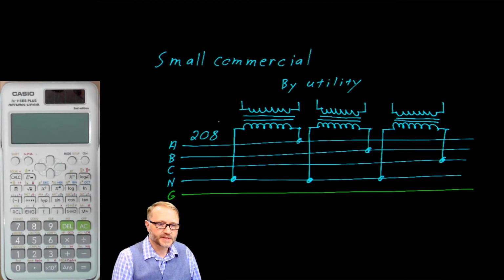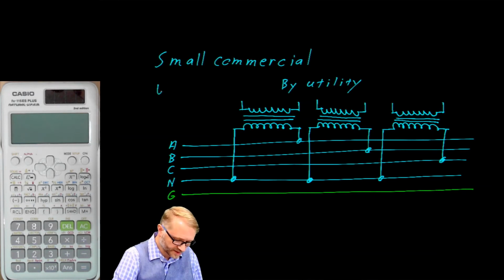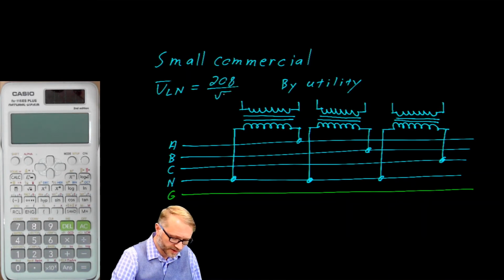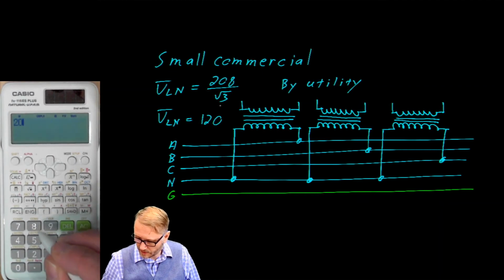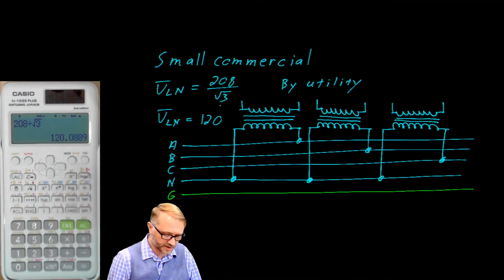And I think I told you this. If you see a number by itself, that generally means it's RMS and it's a phase-to-phase voltage, which means that the line voltage, so V line to neutral, is going to be 208 over root 3, which means V line to neutral is 120. So 208 divided by the square root of 3. There it is. There's your 120 volts.